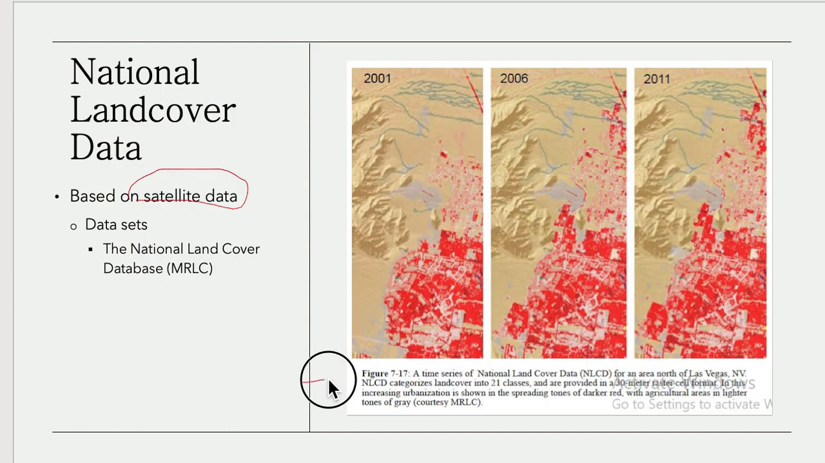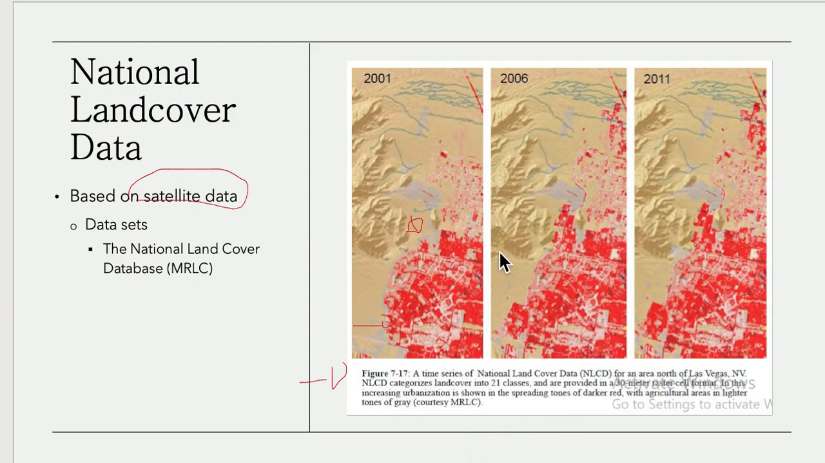You could see here, figure 7-17 from our book, this is a time series of national land cover data for an area north of Las Vegas, Nevada. And the NLCD categorizes land cover into 21 classes. One of those classes could be urban. And here we could see that the urban class is identified as red, whereas the agricultural areas, which are light gray, that's another class.